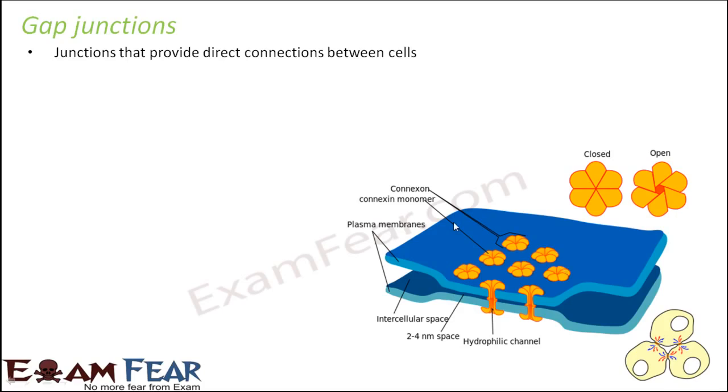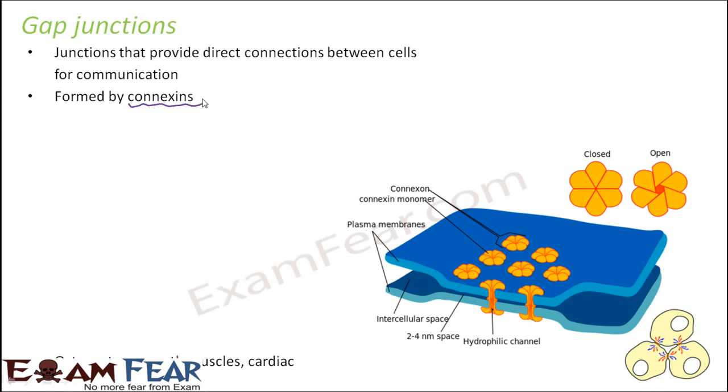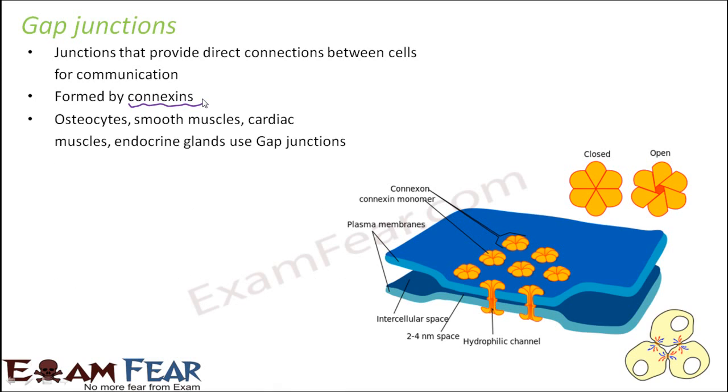Let us suppose this is one cell, the lower one is another cell, and this is a junction which is formed. It is like a bridge so that the cytoplasm of this cell can connect to the cytoplasm of that cell. It is trying to connect the cytoplasms together so that they can communicate with each other, right? This is formed by connexins, again a different type of protein. In osteocytes, smooth muscles, cardiac muscles, endocrine glands, at all these locations we can find gap junctions.